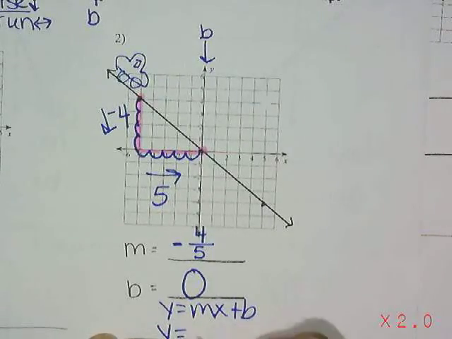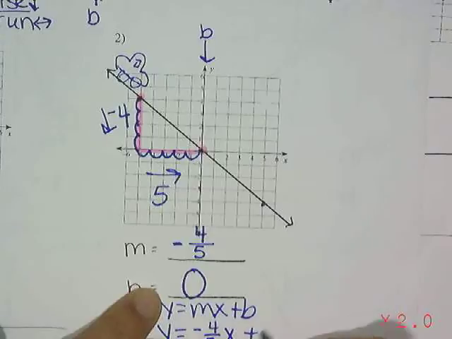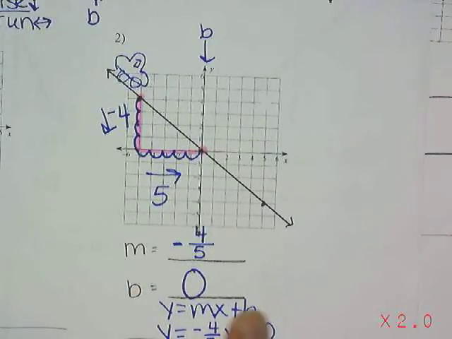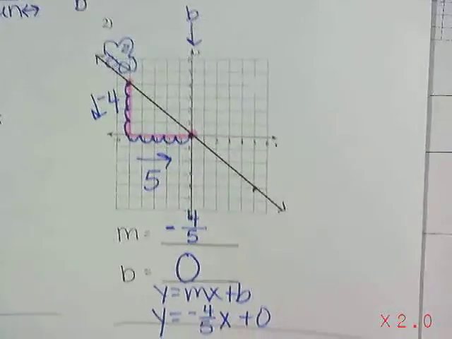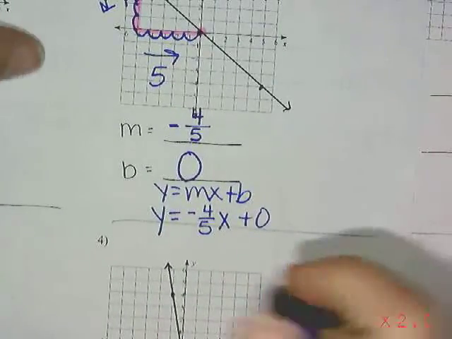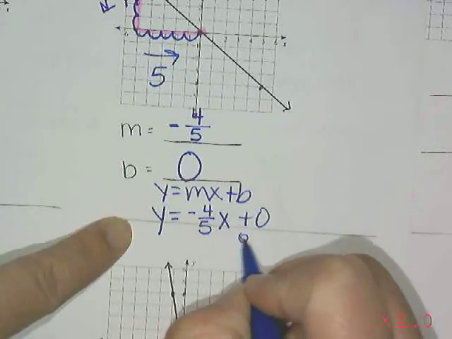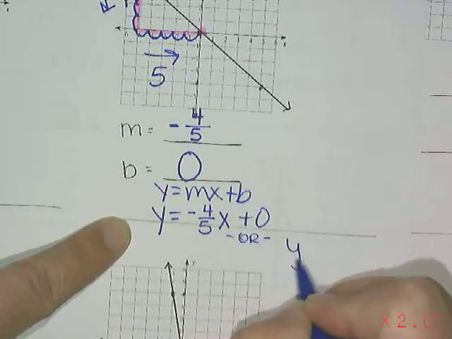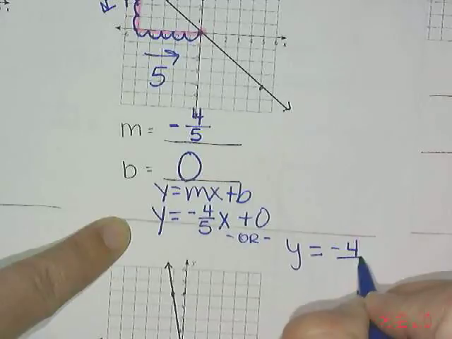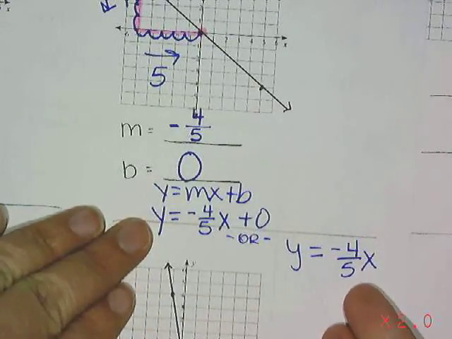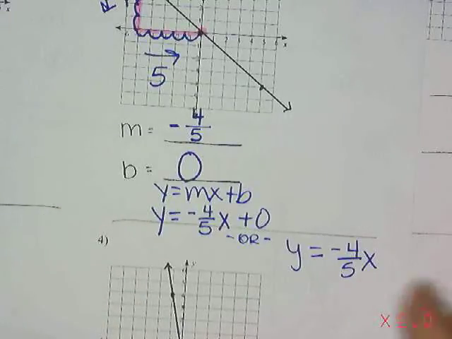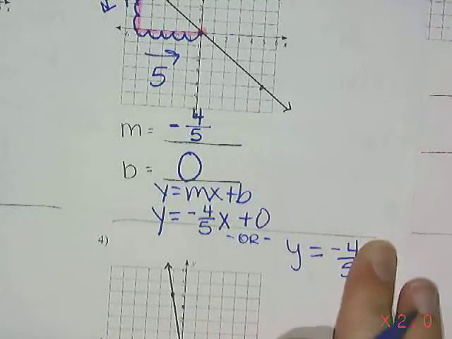I have y equals, my m is negative 4/5 x, and then I have a plus 0. Now you don't have to write that plus 0 if you don't want to. You could leave it as y equals negative 4/5 x. Either way is completely accurate. It's just totally up to you as to what you want. This is the more simplified version.